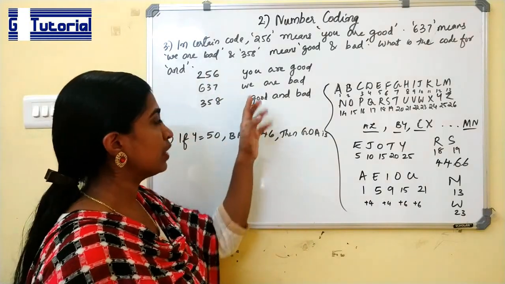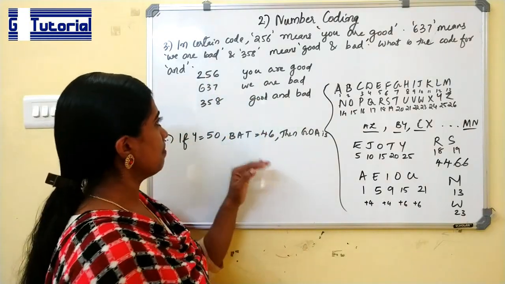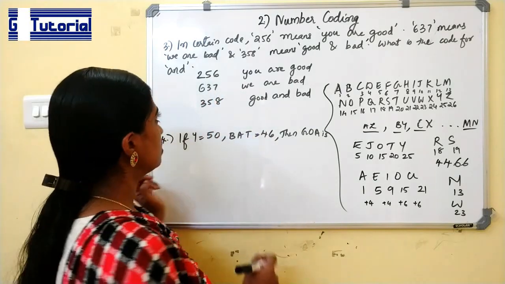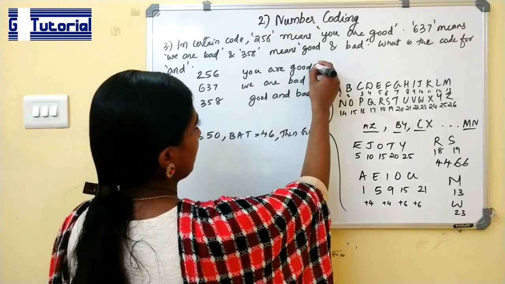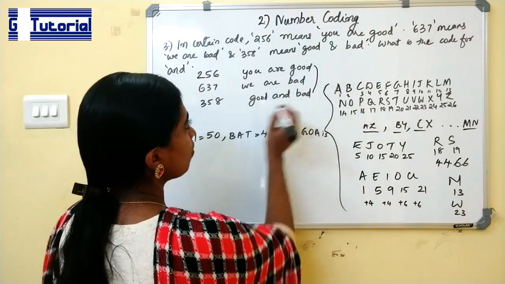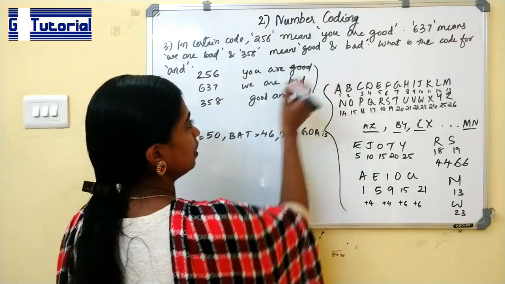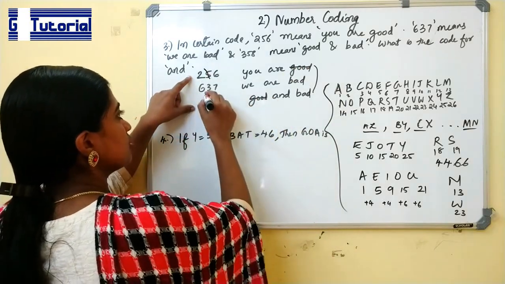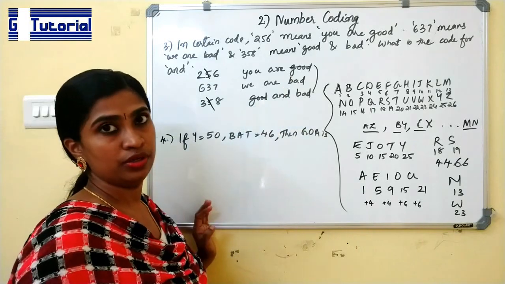Comparing these three, you can eliminate some words and you can obtain the answer that is asked. So, when we are comparing these two, the common word present is good. And the common number present in these two is 5. So, 5 is the code for good.